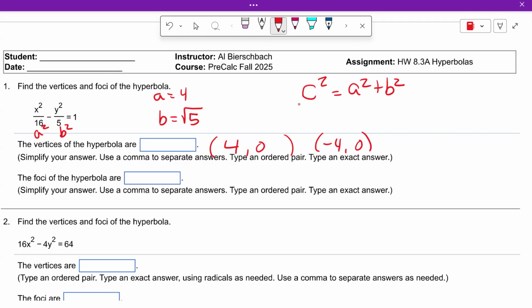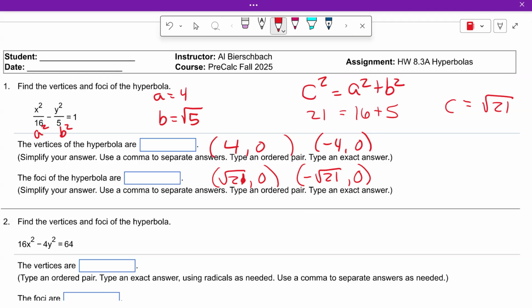The foci are at c, so you have to take a squared plus b squared. What's 16 plus 5? 21. So c squared equals 21, so c must be the square root of 21. So the foci of the hyperbola are going to be at (square root of 21, 0) and (negative square root of 21, 0). Okay? So A, B, and C. To understand A, B, and C is the important part.